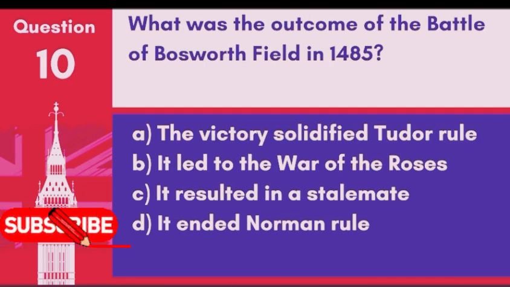Question 10. What was the outcome of the Battle of Bosworth Field in 1485? A. The victory solidified Tudor rule. B. It led to the War of the Roses. C. It resulted in a stalemate. D. It ended Norman rule. Answer. A. The victory solidified Tudor rule. The Battle of Bosworth Field in 1485 was a decisive victory for Henry Tudor, marking the end of the Wars of the Roses and solidifying Tudor rule over England.